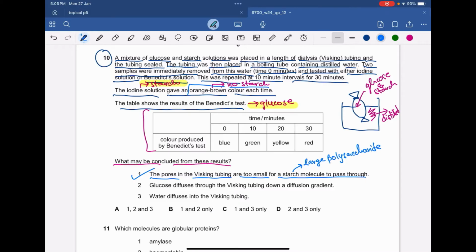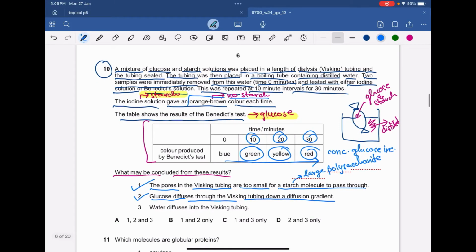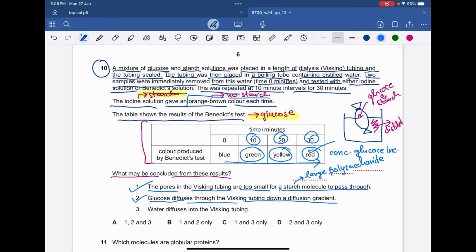Glucose diffused through the visking tube down the diffusion gradient. Yes, this statement is correct. And we can also see from the results that the concentration of glucose is increasing. Basically, as we go from blue, green, yellow to red, it means that the concentration of glucose in the solution is increasing with time, right? So that's why the color change is happening. Red indicates a very high concentration of the sugar, glucose, right?